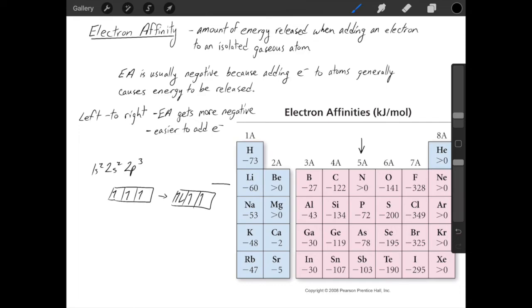The other thing you might notice is that all of the electron affinities for the noble gases are positive. And this is because each of the noble gases has a filled p subshell, and adding an extra electron to a noble gas involves adding that electron to an orbital that's much higher in energy, the next higher n-value shell.